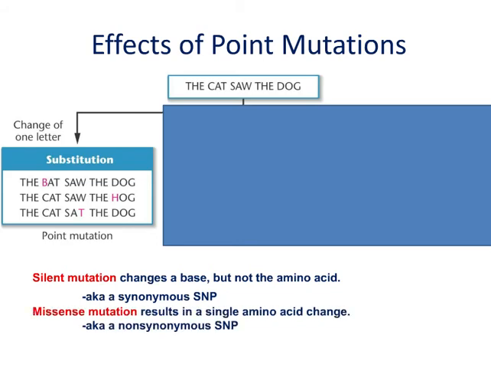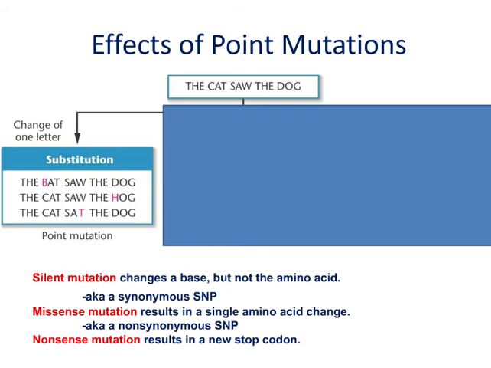Missense mutations substitute one amino acid for another. Some missense mutations have very large effects, while others have minimal or no effect. It depends upon where the mutation occurs in the protein structure and how big a change in the type of amino acid is specified. Missense mutations are also known as non-synonymous mutations.